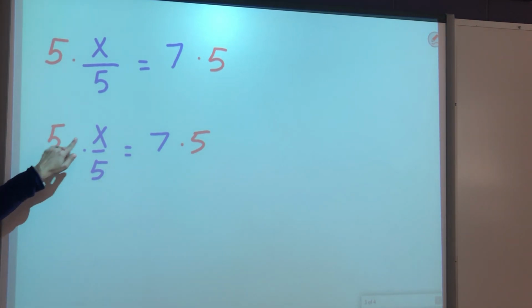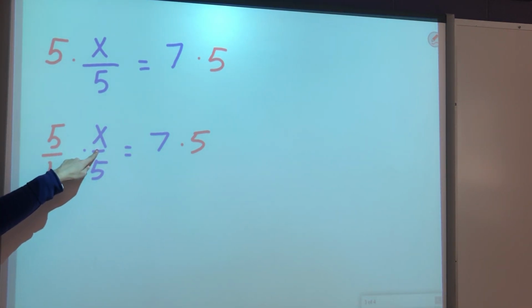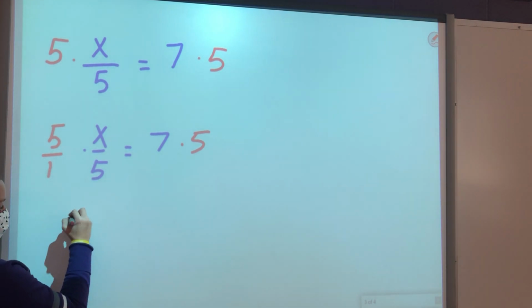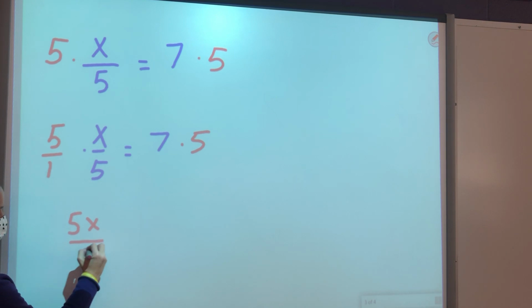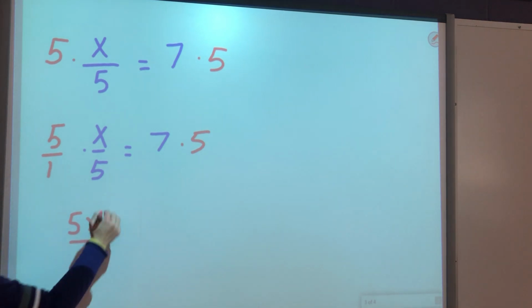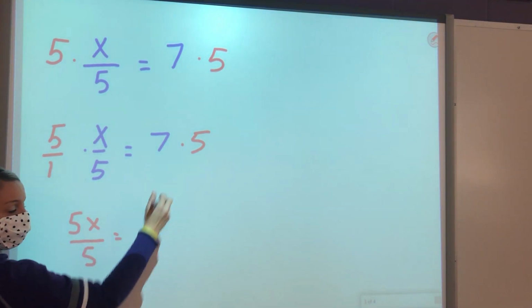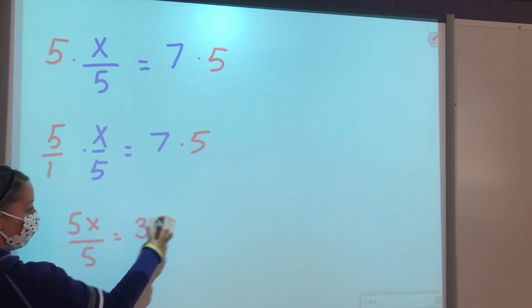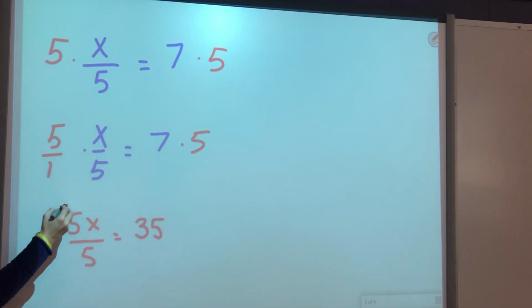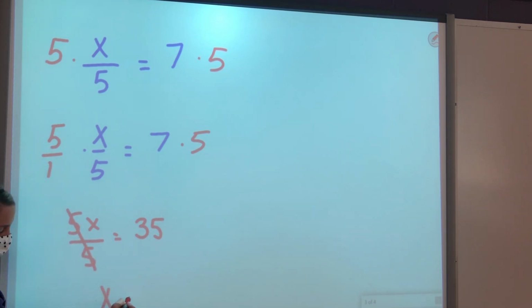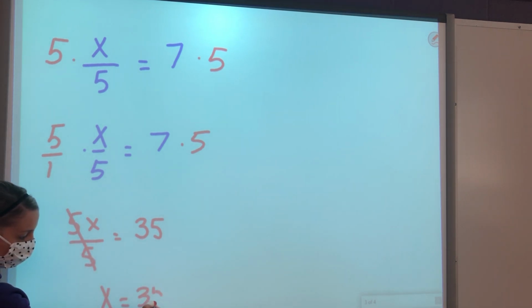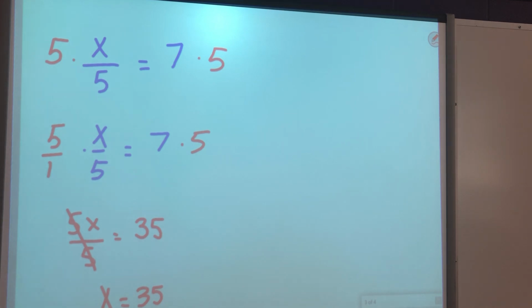Okay? 5 times x, 1 times 5. So there's my fraction. 7 times 5 is 35. Okay. 5 divided by 5. Oh my, that's big brain. That's so weird, but it makes sense.